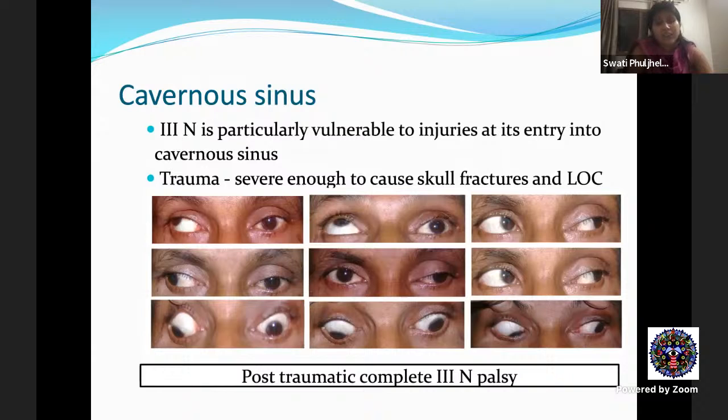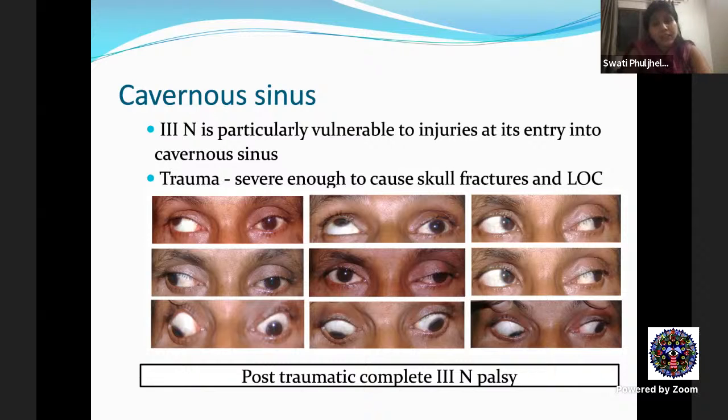So at the level of the cavernous sinus, the third nerve is particularly vulnerable to injuries at its entry, and therefore trauma is the most common cause of third nerve palsy at this stage. However, the trauma has to be severe enough to cause unconsciousness and some kind of fractures, so that the third nerve can get involved. Any kind of third nerve palsy in the absence of significant trauma may arouse the suspicion of a compressive lesion, and thus they should be evaluated appropriately.